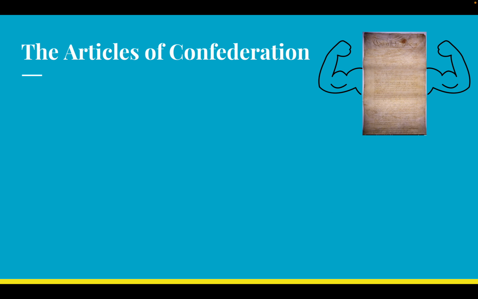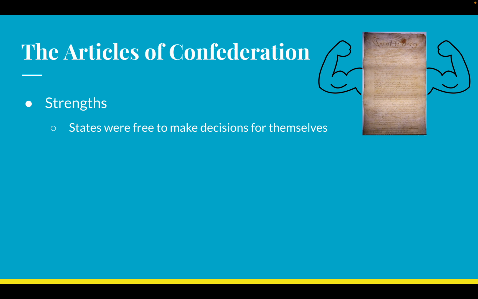So let's talk about some strengths. Let's talk about the good things of the Articles of Confederation. So the first good thing is states are free to make decisions for themselves. This is good. For the last 100 plus years, we've been told what to do by the King and Great Britain, and we're tired of this. We want to make the decisions on our own. We want to have a say in how we're governed. It's like half the reason we declare independence. So that's a good thing.